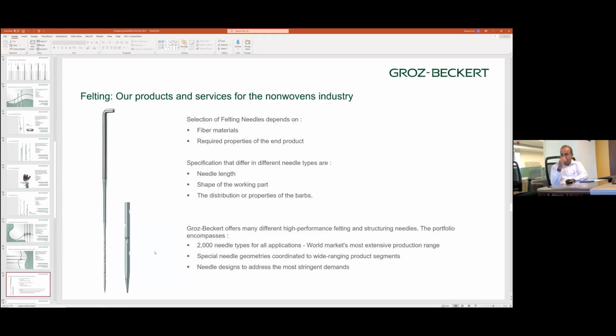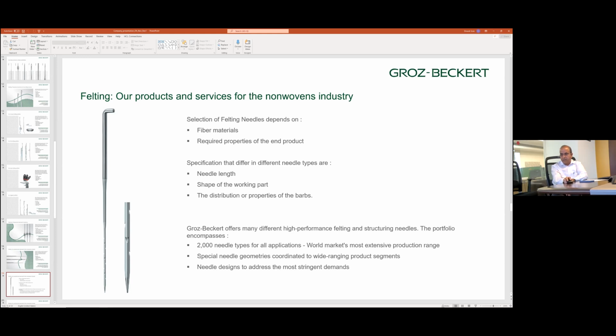Now coming to more details on felting needles: these are responsible for fiber transportation. The selection of the needles depends on the fiber, that is the raw material, and the required end properties in the product. So selection is defined by the set of machines we have, the needle length, the shape of the working part, and the distribution of the barbs. We have nearly 2000 types of needles, the most extensive range, and we can give solutions to customers in all segments.